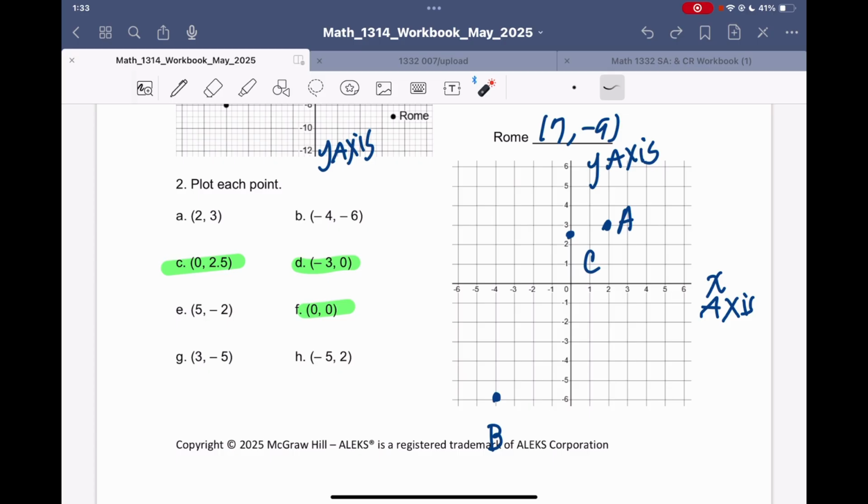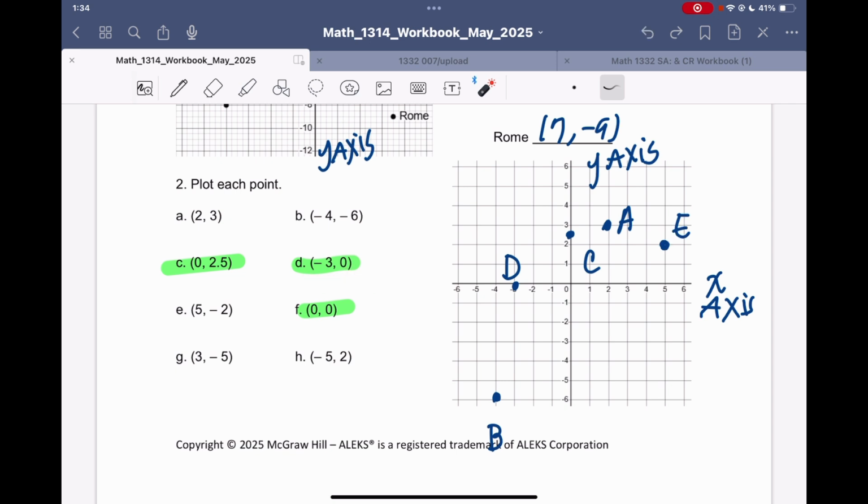And then D is also pretty special because we call this an x-intercept. It's going to touch or cross the x-axis. The pattern of this one is that it leads with a value for the x and it follows with a 0 value for the y.